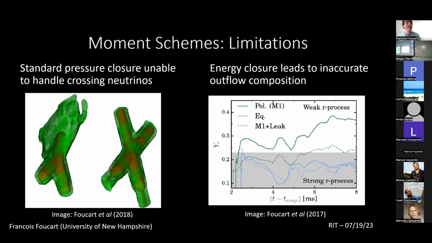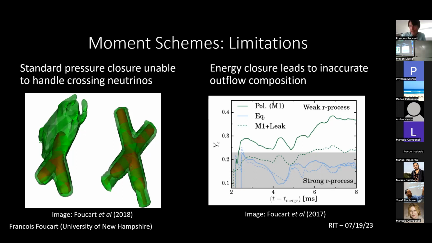But I actually don't think that that's the main issue in the context of the merger simulations, because that's already farther away from the remnant than where it matters the most. I think the energy closure is much more of an issue for us. And an example of this is shown on the right here, where I show the composition of the outflows in two different neutron star merger simulations using different energy closures. Both of them are fairly reasonable, I think, given the amount of information that we have at our disposal in the two-moment scheme.